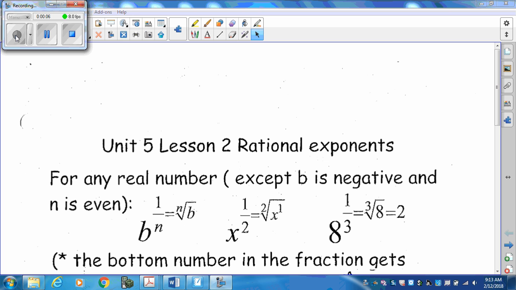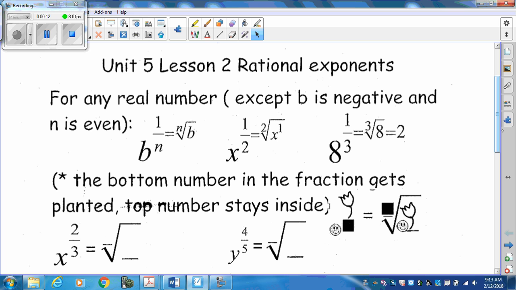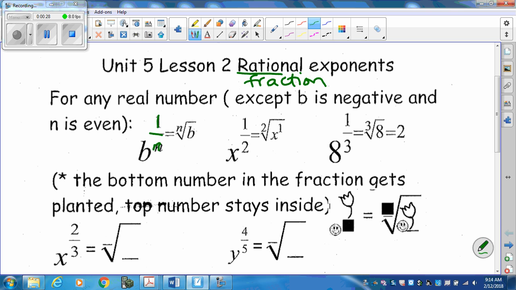Okay, lesson 2 is on rational exponents. We're talking about real numbers that have exponents that are fractions. Rational means it's a fraction. Alright, so for any real number except if b is negative and n is even, you can write the nth root of b as b to the 1 over n power.